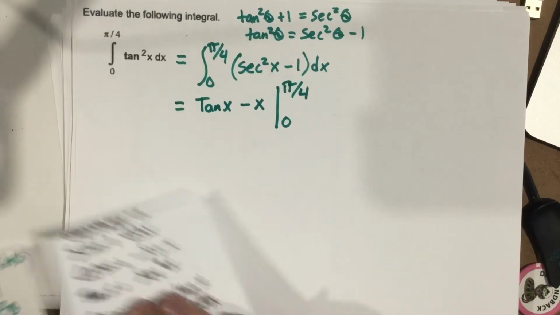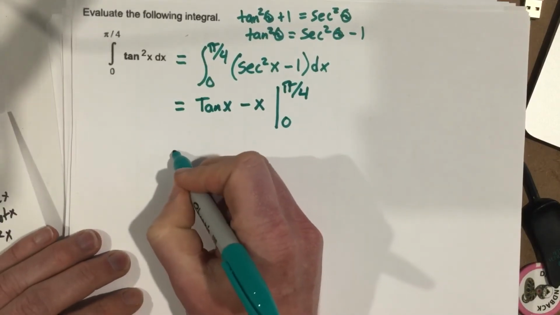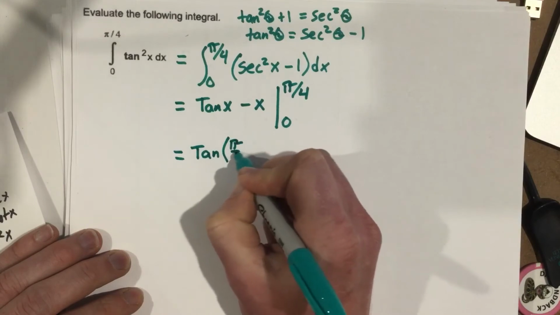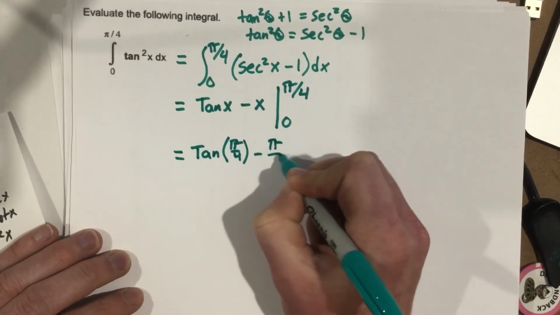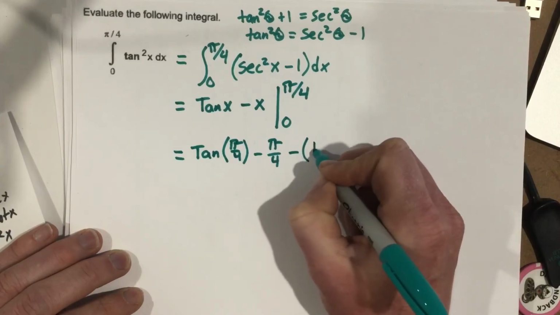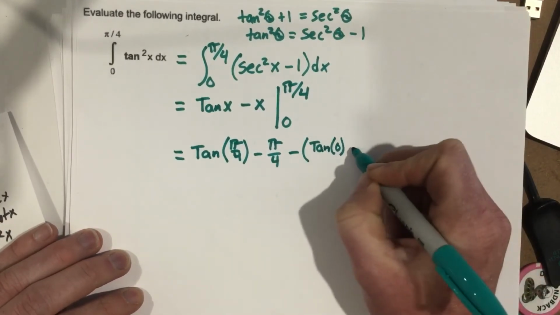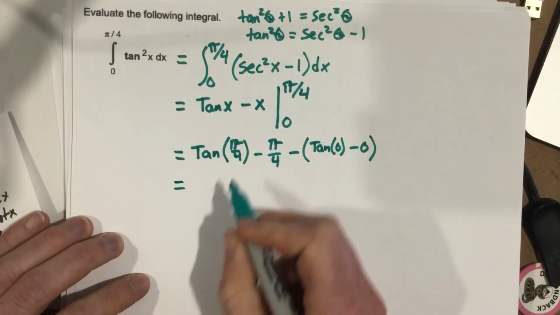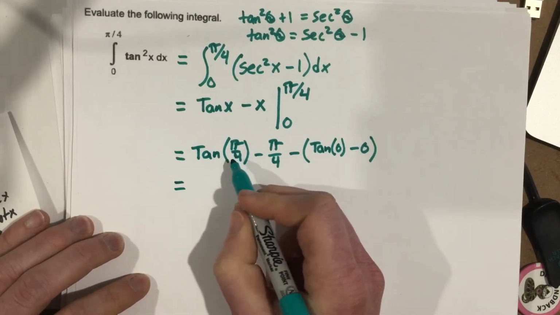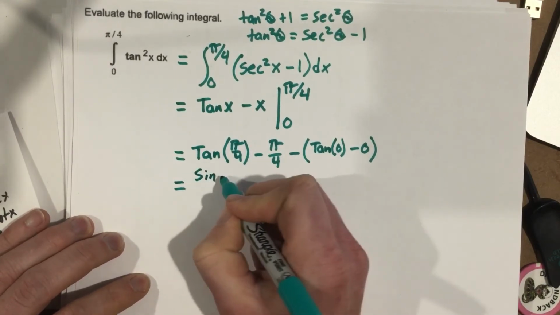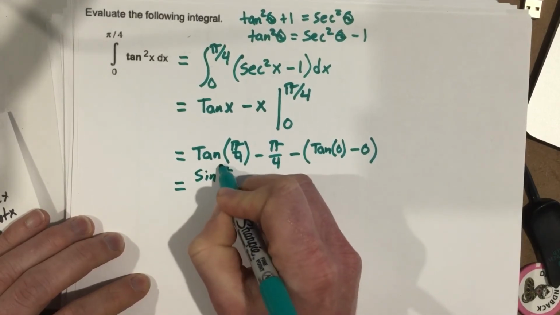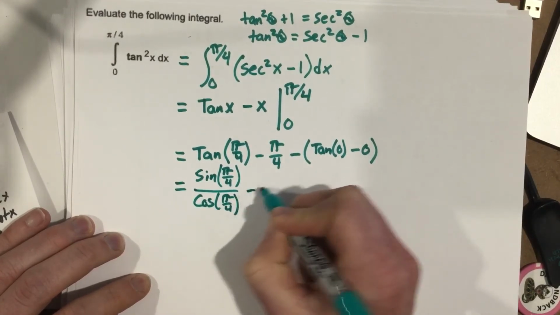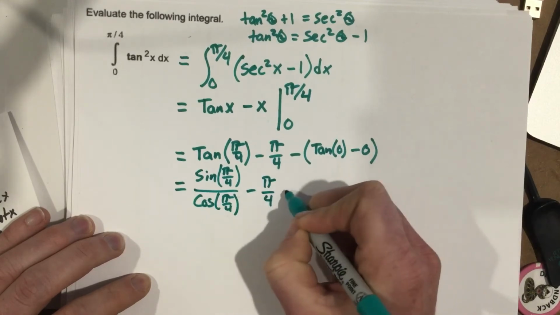I'm going to slide these off to the side because we're done using those. Now we just need to plug those in and evaluate. Let's go tangent of pi over 4 minus pi over 4, minus tangent of 0 minus 0. So we can make this a little bit easier. Tangent of pi over 4. Remember that tangent of pi over 4 is sine of pi over 4 over cosine of pi over 4, minus pi over 4.